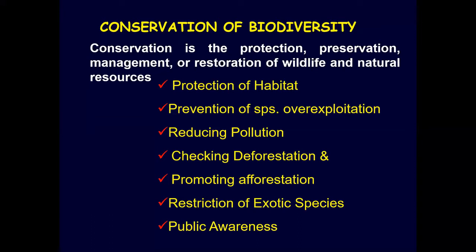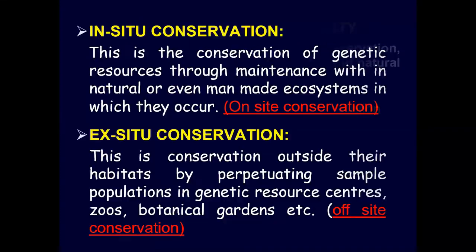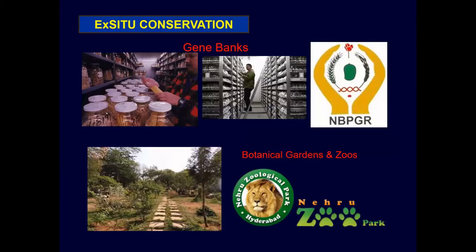Conservation is the protection, preservation, management, or restoration of wildlife and natural resources. There are two methods for conservation of biodiversity: in situ conservation, also called on-site conservation. The second method is ex situ conservation, or off-site conservation.